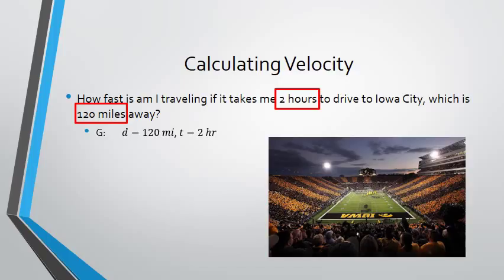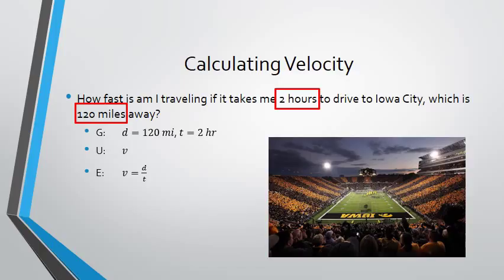I'm going to write down the given information. The distance is 120 miles, and I know that's a distance because of the unit miles, and it says it takes 2 hours to get there, and I remember that hour is a unit of time, so that is a time measurement. My unknown is velocity, and I know that because it's asking how fast am I going.